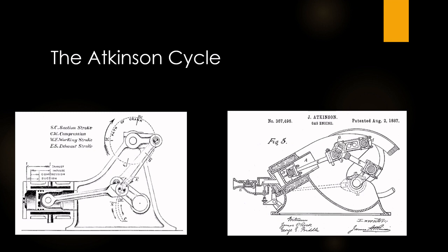We will now move on to the Atkinson cycle. It uses a different thermodynamic process than the traditional auto cycle. Its expansion ratio is larger than the compression ratio, and this improves fuel efficiency but reduces power output.